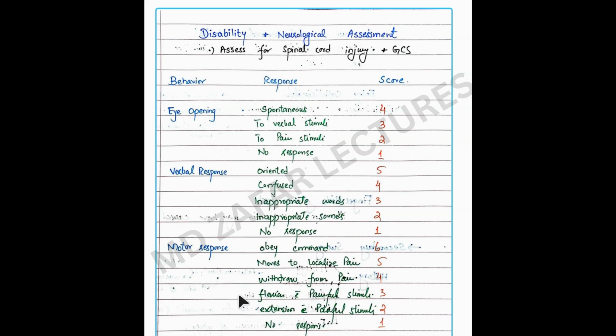over the chest or the forehead and they flex at their elbow or at their knees, it will have 3 points. But if the response is in terms of extension, then it will get 2 points, and if there is no response, the patient will get 1 point. So the minimum is 3 and the maximum is 15 for GCS.